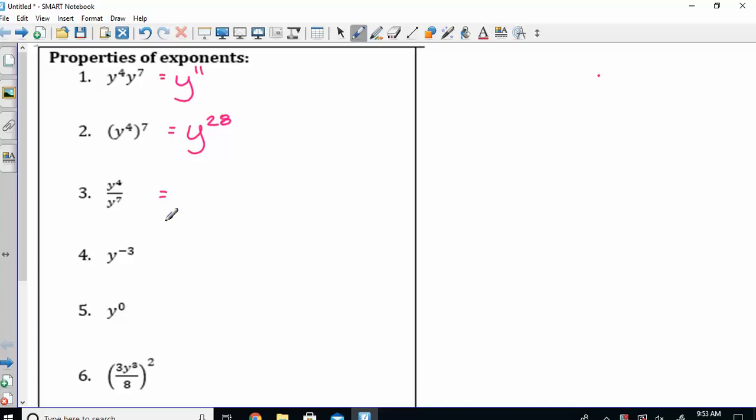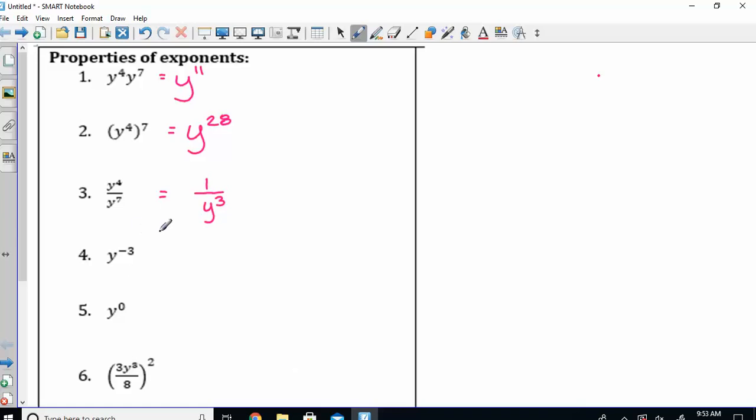Third property, if you have division, what do you do with your exponents? Subtract. Do you have more y's on top or bottom? So it will end on the bottom. So 7 minus 4 is 3. It just goes wherever you have the most of them. And what do I put on the top? Okay.